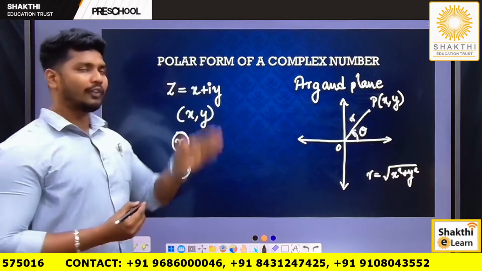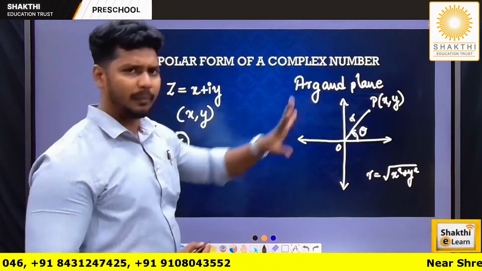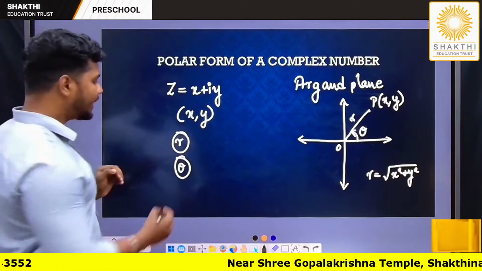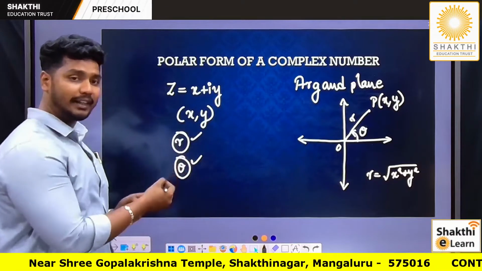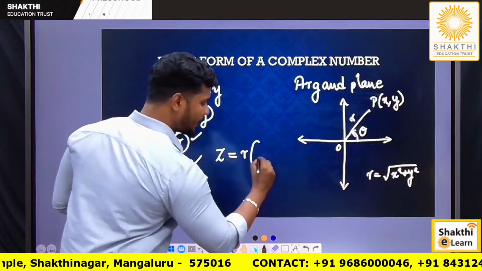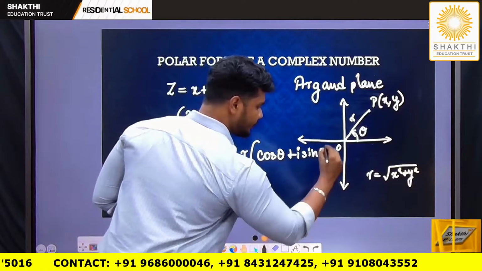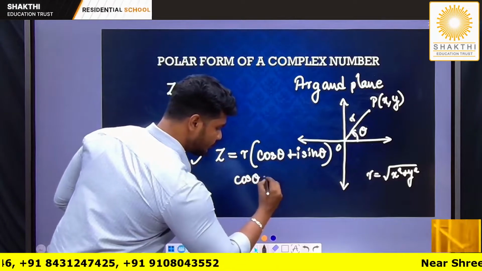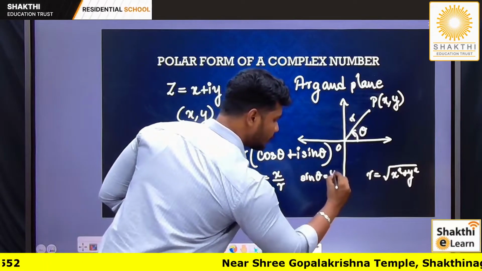Now, what is a polar form? The same complex number z is equal to x plus iy, represented here in the Argand plane, is the polar representation. Writing in the polar form, there is a form of a number where we can write in terms of r and theta. Complex number x plus iy can be represented in the form of r and theta. That is called the polar form. The polar form is given by z is equal to r multiplied by cos theta plus i sin theta. Here, cos theta is equal to x by r and sin theta is equal to y by r.